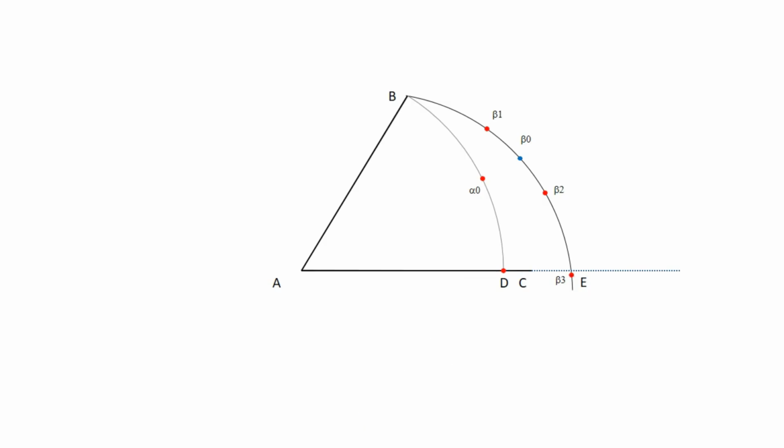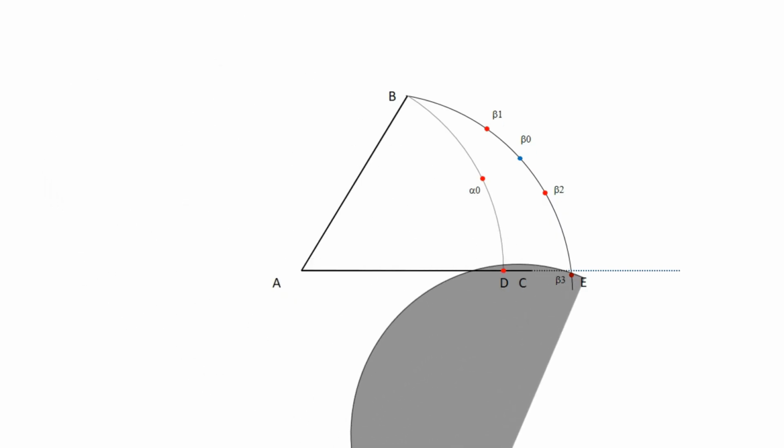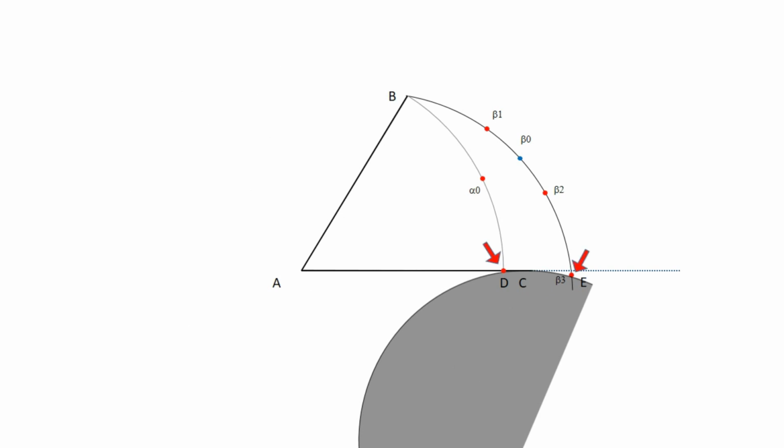Another way to draw an arc of radius R without so much construction is to pre-make a semicircle of radius R with compass on a cardboard and cut it out. You can also use a protractor for it. We then place the semicircle cutout such that its boundary touches the points D and beta 3 and draw the arc through D and beta 3.